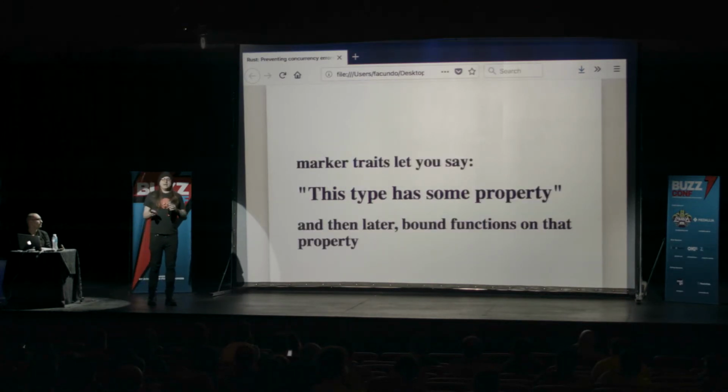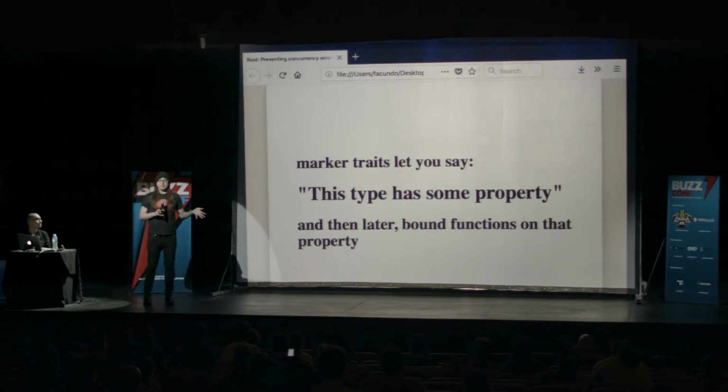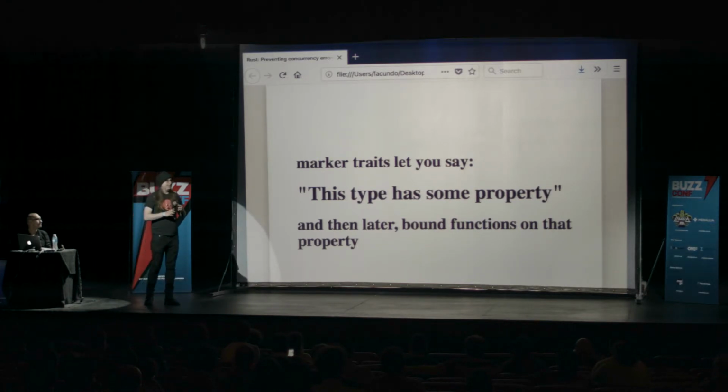Marker traits let you say that a type has a certain property associated with it without needing to define a method. So it's kind of like a way of saying a certain thing is true. And then later you can write functions that are bound on that particular property. So not every behavior inherently means you have to do something. Sometimes behavior is just that you exist that way.